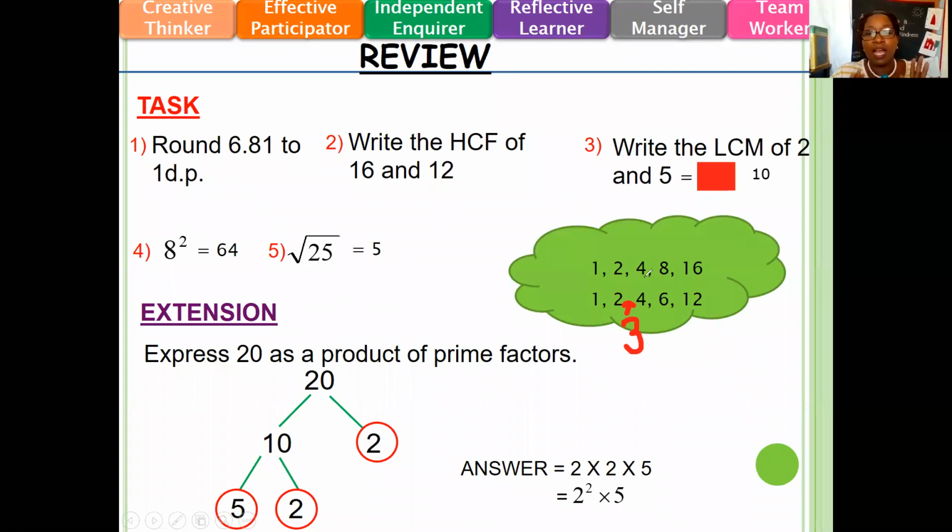Now that we have our factors listed, I can double check. I got my 1 times 12 is 12, 2 times 6 is 12, 3 times 4 is 12. For the 16, I have 1 times 16, 2 times 8 is 16, and 4 times 4 is 16. Good. So now, what do they have the same?